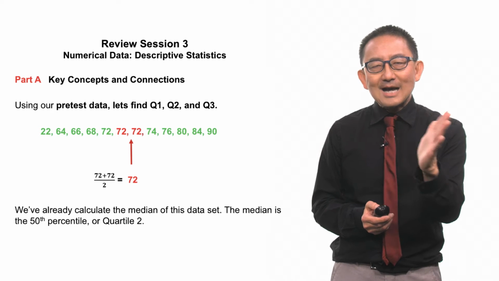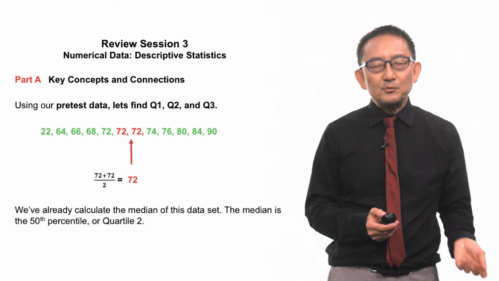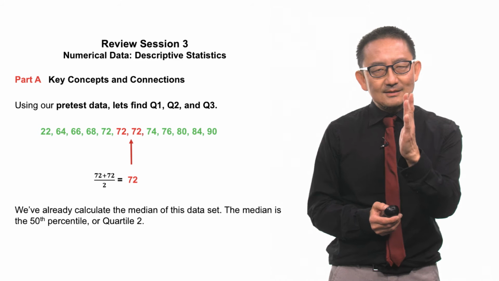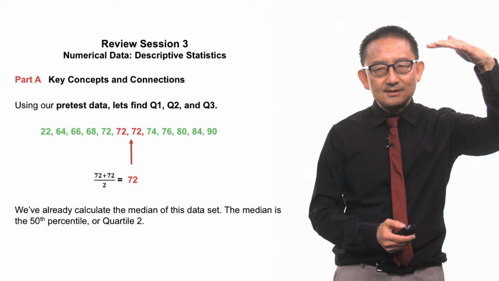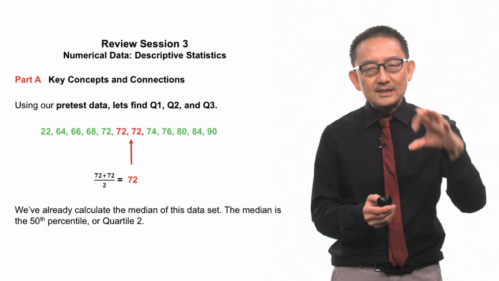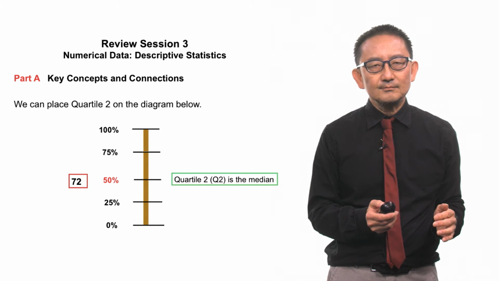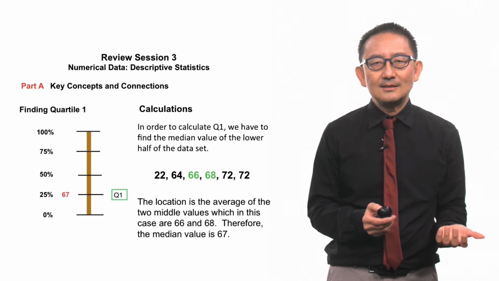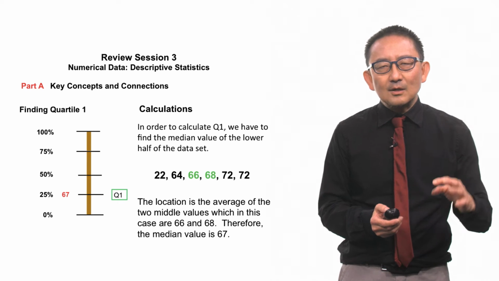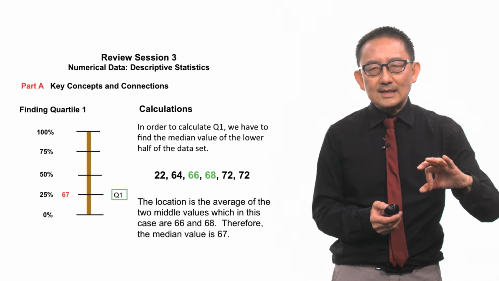So you'll recall how we calculated the median. We've already done this. So if you remember that the median of the data set is quartile 2, then you'll have that piece of the distribution already, as we have here. Now, the next task is to find the quartile 1.